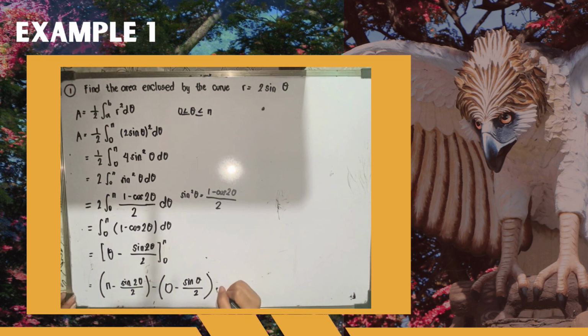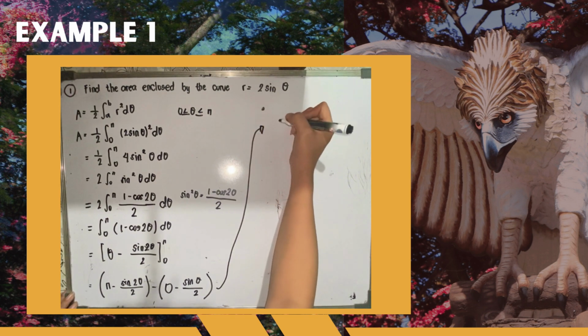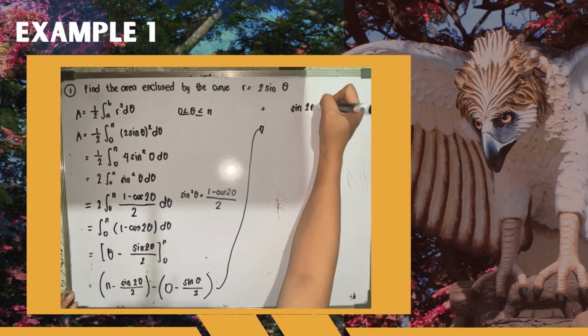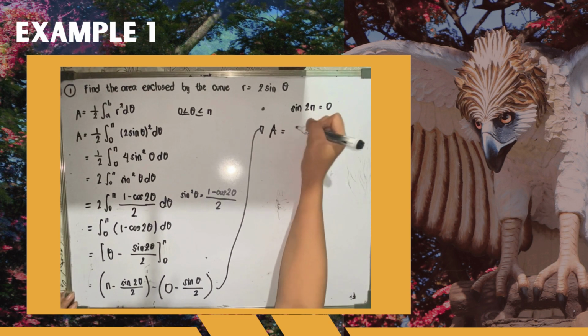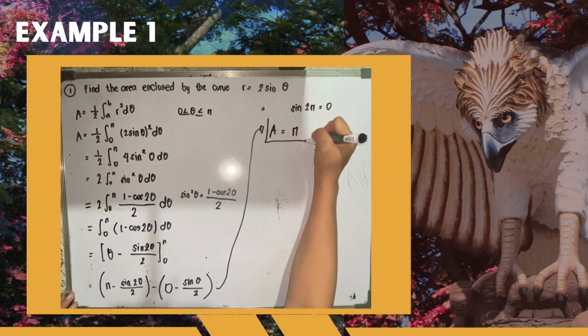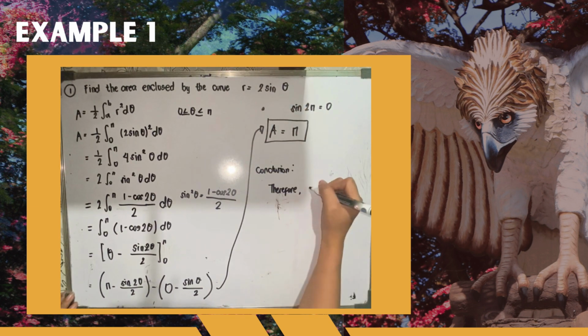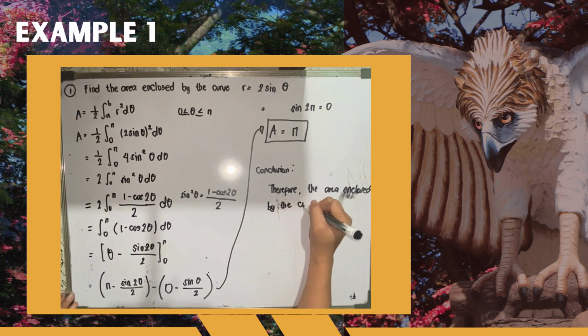Since we all know that sine 2 pi is equal to 0, now our area is equal to pi. For our conclusion, therefore, the area enclosed by the curve r = 2 sine theta is pi square units.